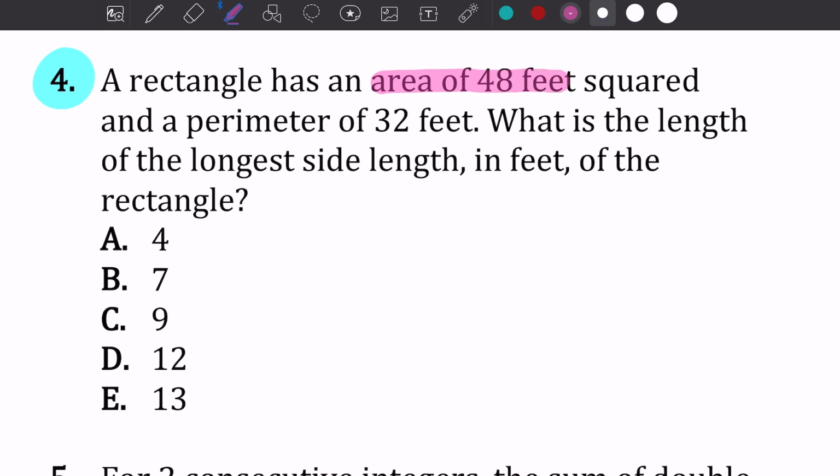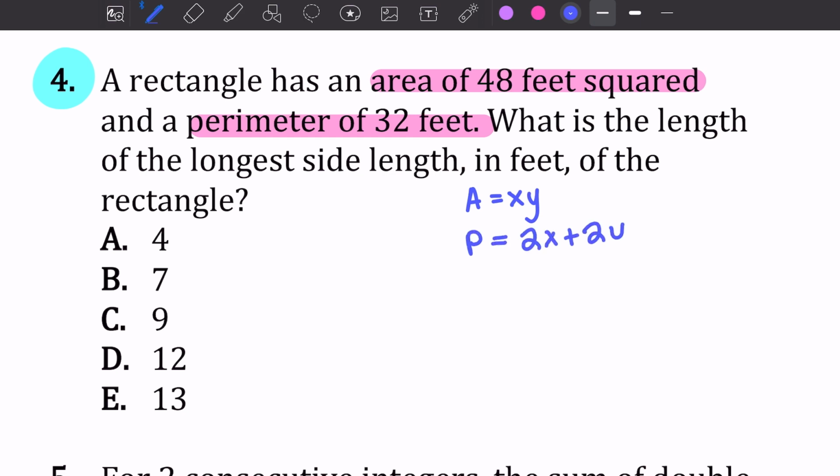So we see that this rectangle has an area of 48 feet squared and a perimeter of 32 feet. We know the formula for area of a rectangle being length times width. And then the perimeter would be found by adding both the long sides together and the short sides together, which is represented by 2x plus 2y. It gives us the value for each of those, so I set them equal to 48 and 32. Then you have to set one of them equal and find a variable.